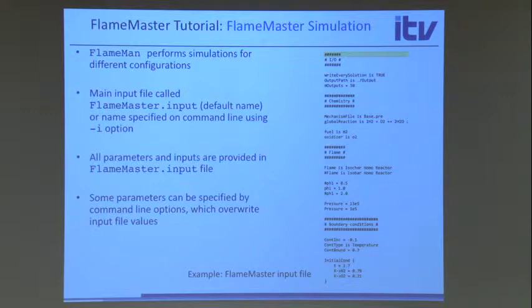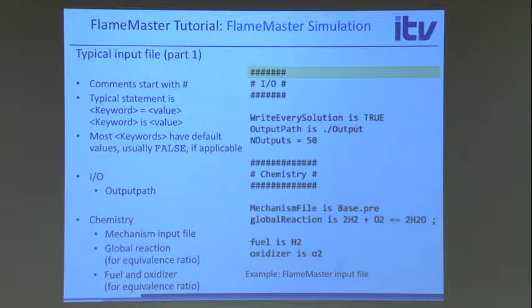So that's then how the input file looks for flame master. If you don't specify, you can just execute this command flame master or flame man, flame master, whatever. And you don't need to specify an input file. It looks for a file flamemaster.input. But if you don't have that, or if you want to call it differently, then you can also specify an input file on the command line with a minus I option. Okay. So the flamemaster input file. Then the most important thing, I think this just shows a few things here. The most important thing it has, which is not here on the first slide, maybe I'll show you here.